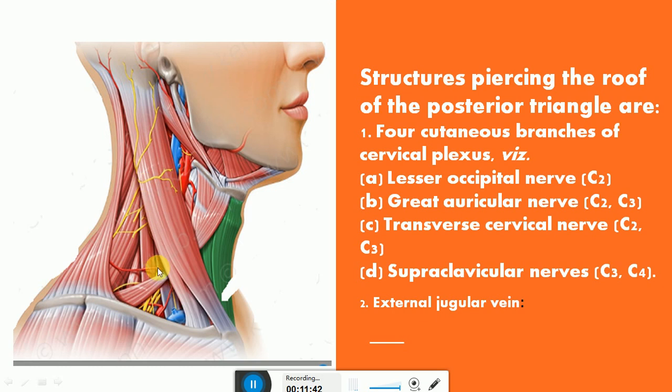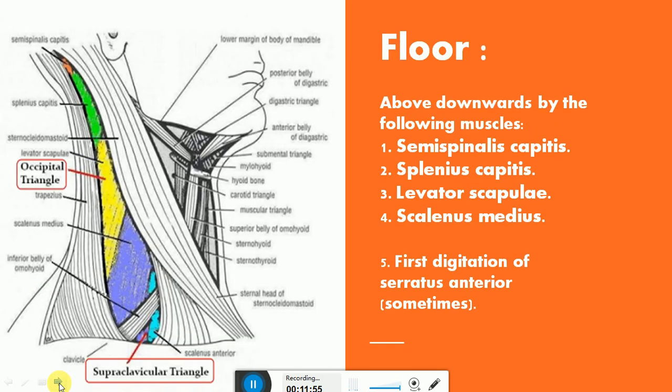And external jugular vein. We have already previously seen external jugular vein. So these are the structures which are piercing the roof of the triangle. We have discussed boundaries, we have discussed roof. Now we are moving on to the floor. So all the muscles which are present inside the boundaries below the roof, they are forming floor.